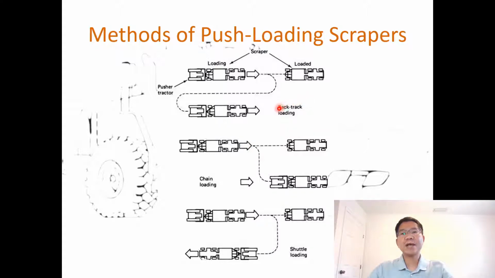The first one is backtrack loading. So what does that mean? This is the scraper and this is the tractor supposed to help with loading. When the scraper gets the optimal load, the tractor will return back to push another scraper, and that's why we call it backtrack loading. When the scraper is fully loaded, it will go to the dump areas. Because the tractor has to go back here, this tends to be less efficient and needs more maneuver time.